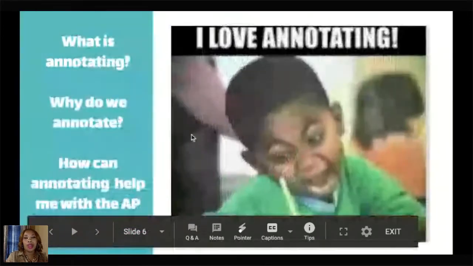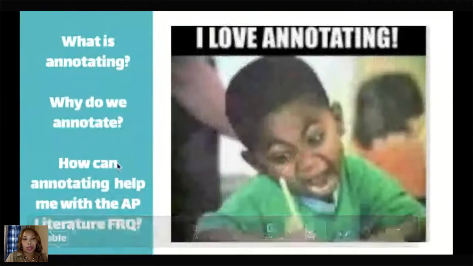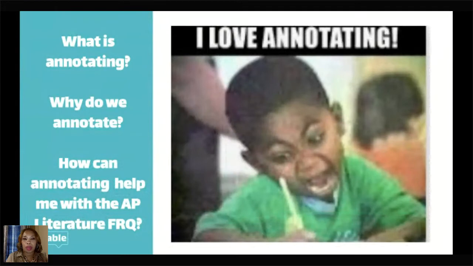All right, so we'll focus on what is annotating. Why do we annotate, and how can annotating help me with the AP Lit FRQ? So what is annotating to you? Will someone just chat me in a couple of words? What do you think about when you think about the word annotating? In 2 or 3 words, what is annotating?